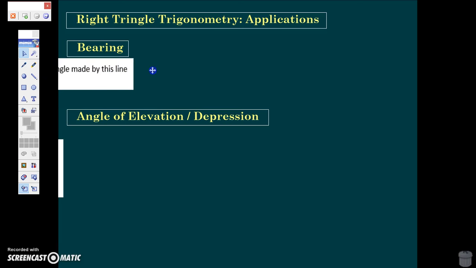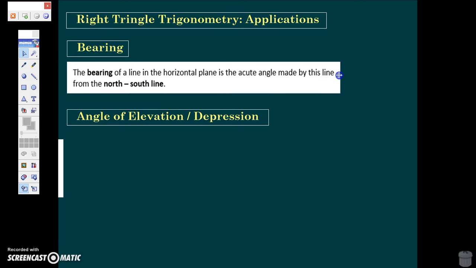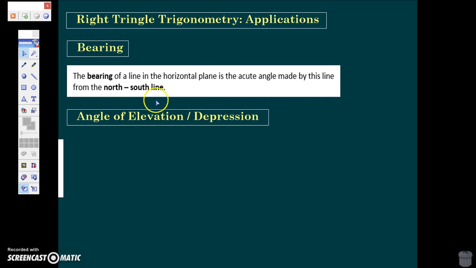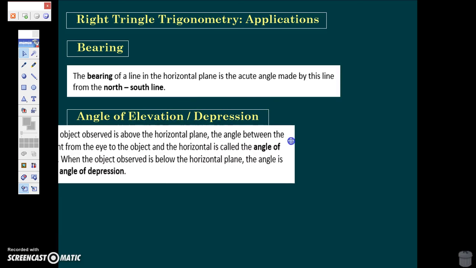So, bearing. The bearing of a line in the horizontal plane is the acute angle made by this line from the north-south line. That's why it's in bold letters. It's very important. It should be measured from the north-south line. We'll see later.